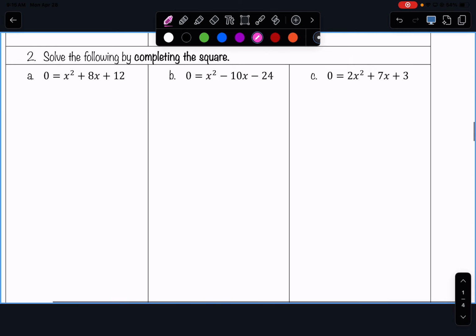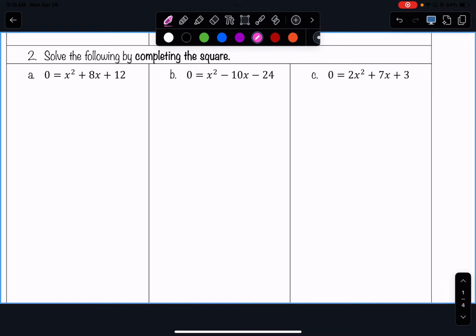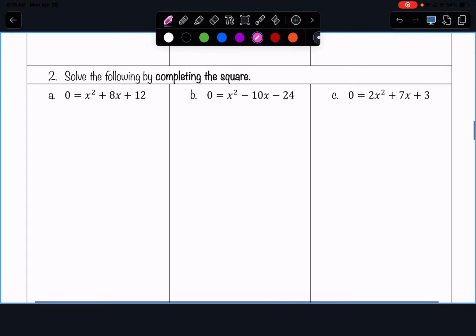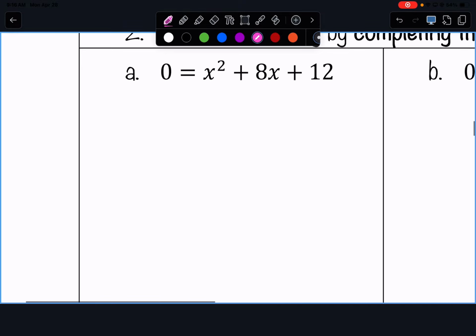Now for 2, we have to solve those same questions by completing the square. Okay, so we're going to go over number 8. I want us to rewrite this as x squared plus 8x plus 12 equals 0. Why is it 0 right there? I wasn't thinking about it when I typed it, and I hated it after I did it, and so that's why we're fixing it. But I'd already copied it before I realized that I hated it.